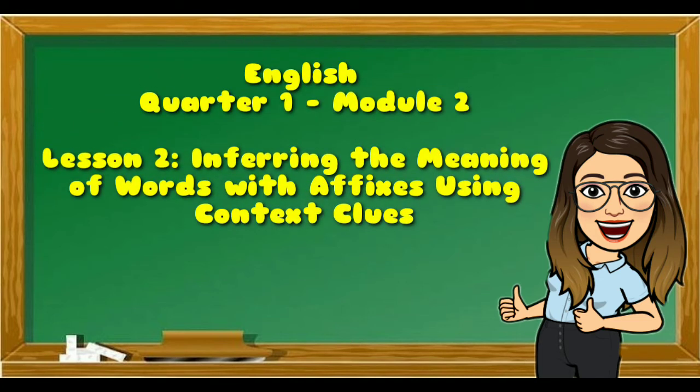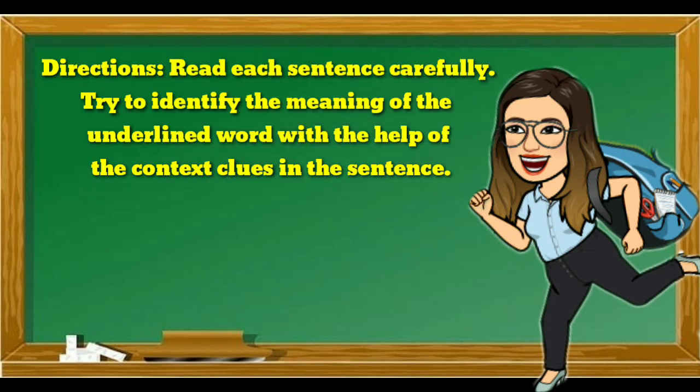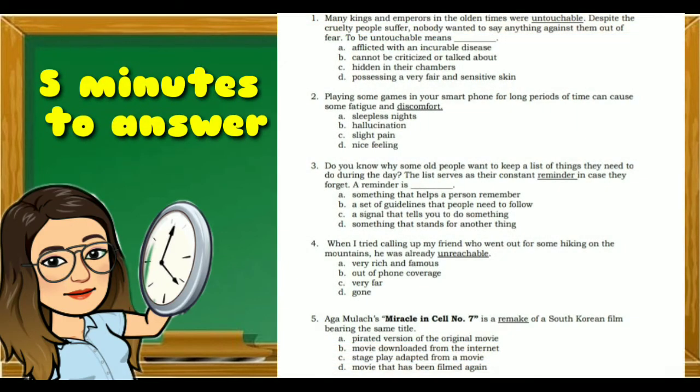Welcome to Lesson 2, Inferring the Meaning of Words with Affixes Using Context Clues. Now, open your module and answer the What I Know part. Let us begin. Read each sentence carefully. Try to identify the meaning of the underlined word with the help of the context clues in the sentence. You will be given 5 minutes to answer this activity.